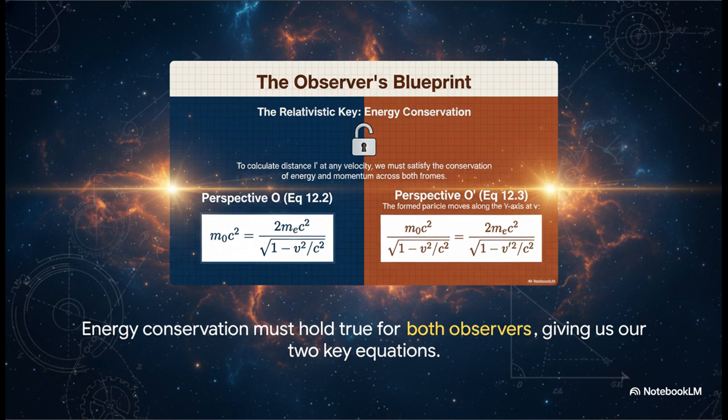See, we can write down the total energy for each observer's point of view. On one side of these equations, you have the energy of that new particle that's formed after the collision. On the other side, you have the total energy of the two electrons before they smash together, which includes their rest mass and all that kinetic energy from their motion. The most important thing here, both of these equations have to be true at the same time. This is the second relationship we needed to crack the puzzle.